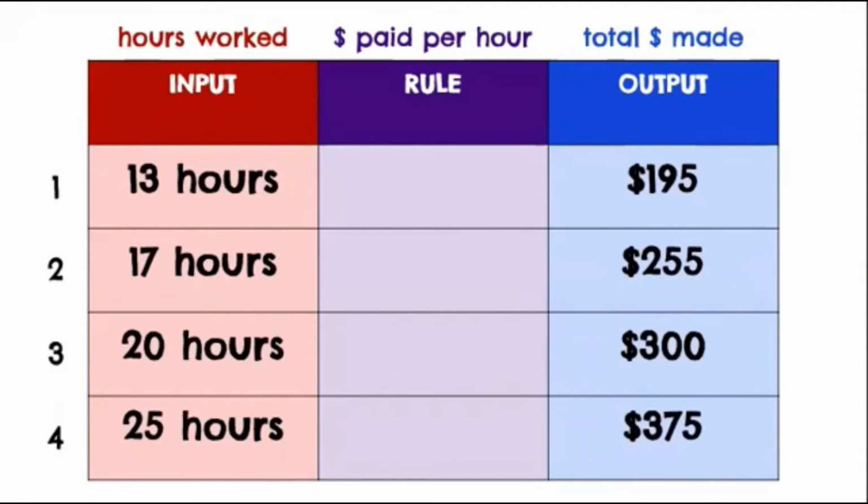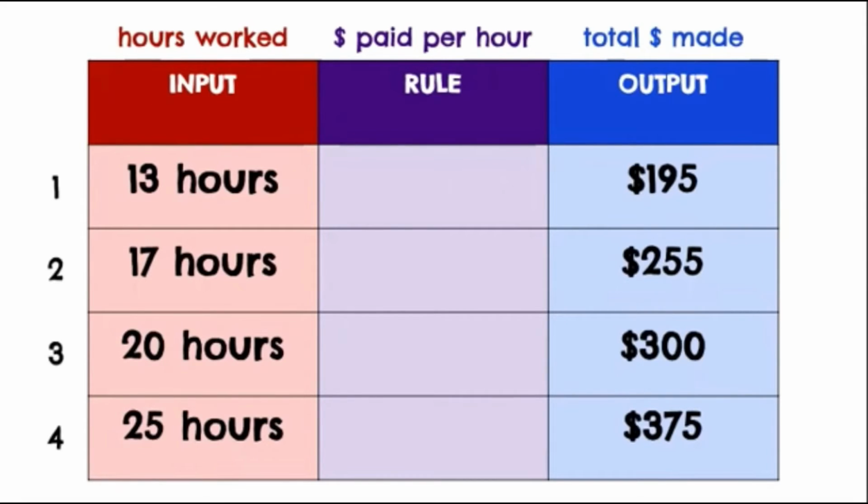To figure out the rule, we need to see what each of these input and output pairs have in common. Well, I see that as the amount of hours increases, so does the total pay. So that means my rule has to be either an addition or multiplication rule, because subtraction and division would make the total pay go down when the hours went up. So let's see if the rule is using addition.